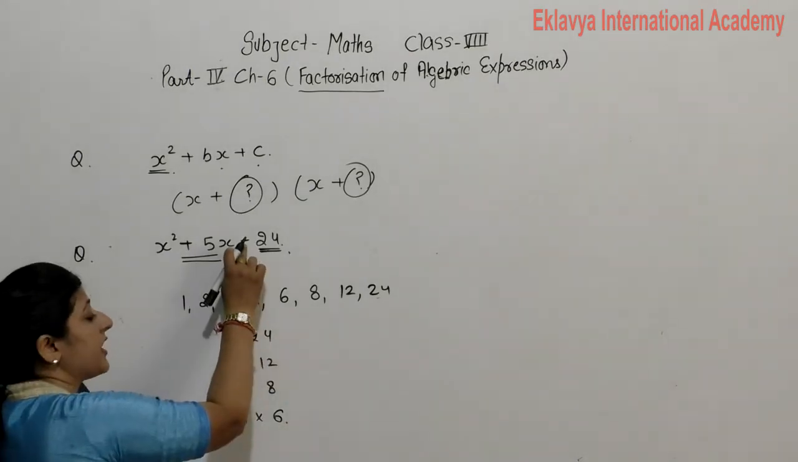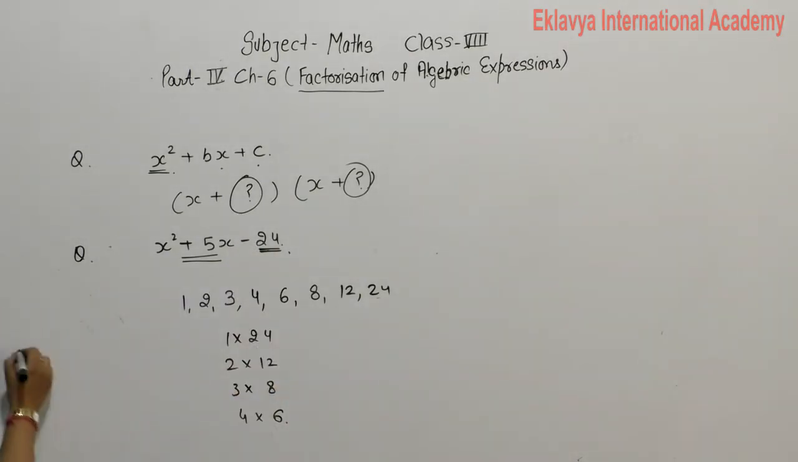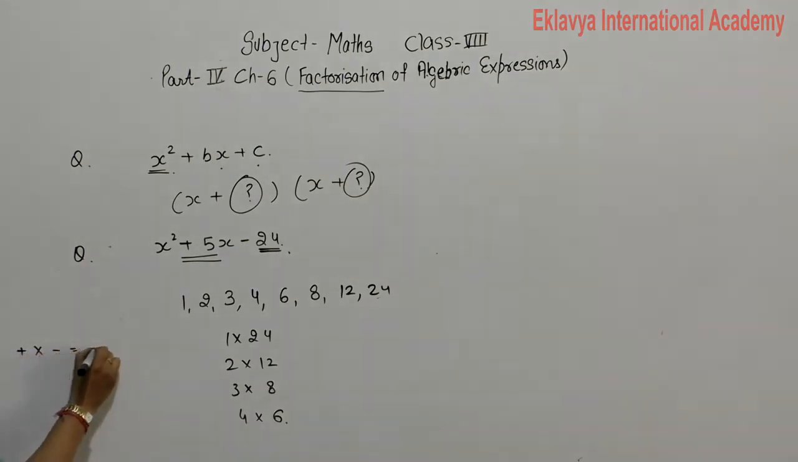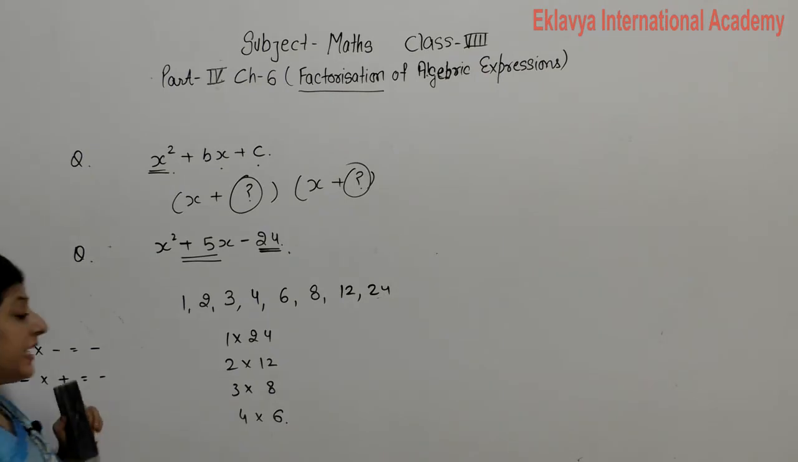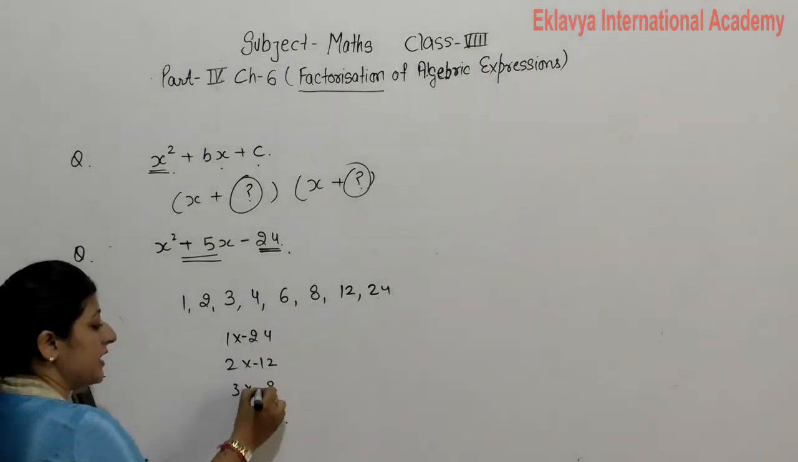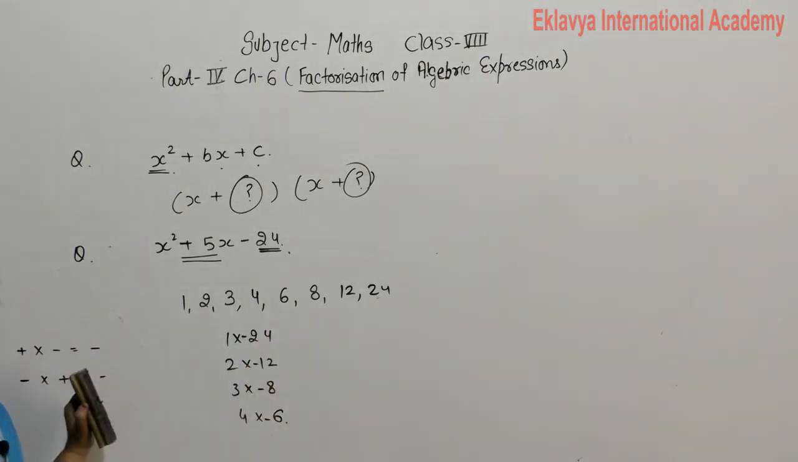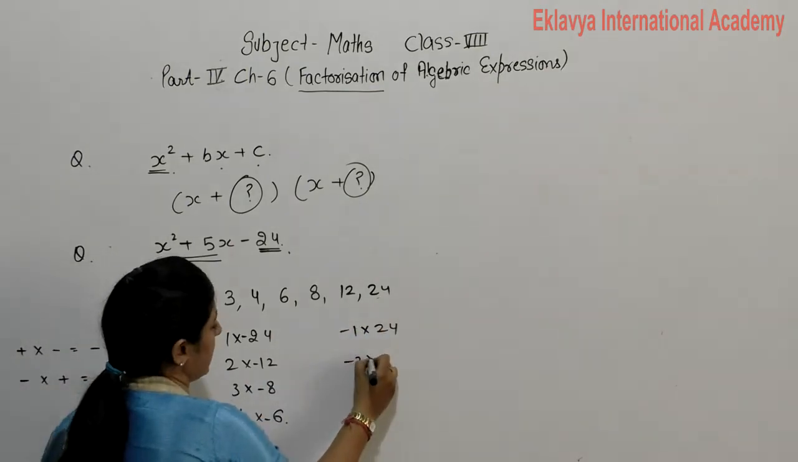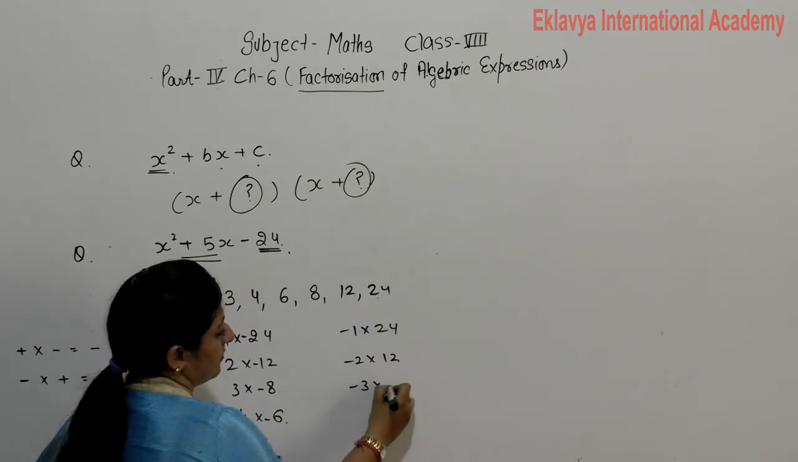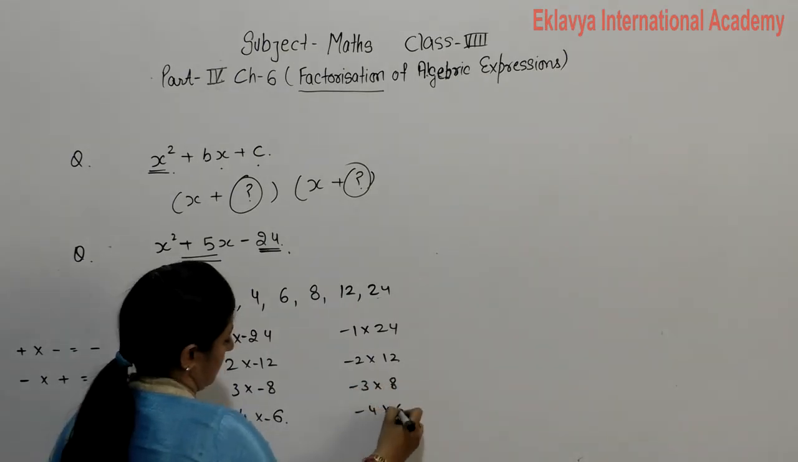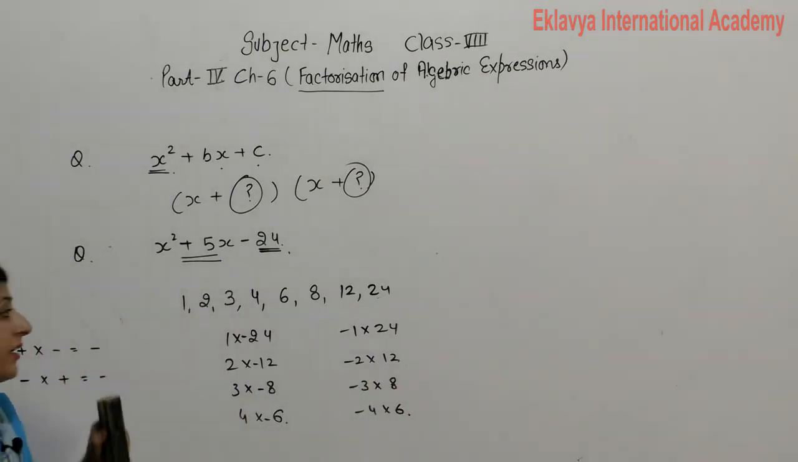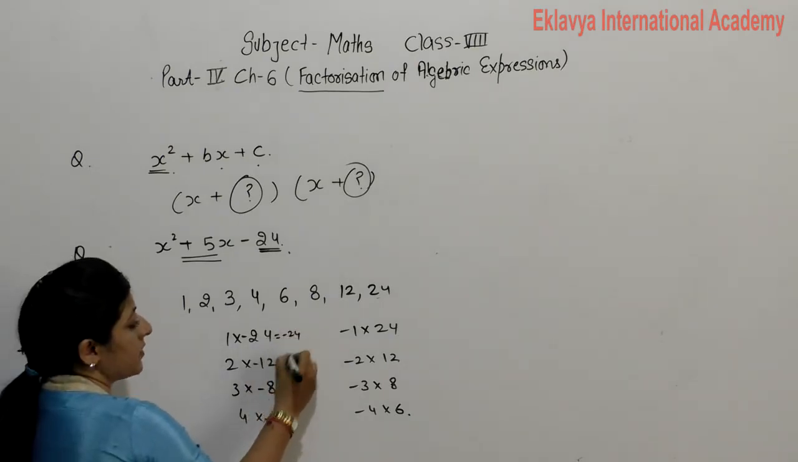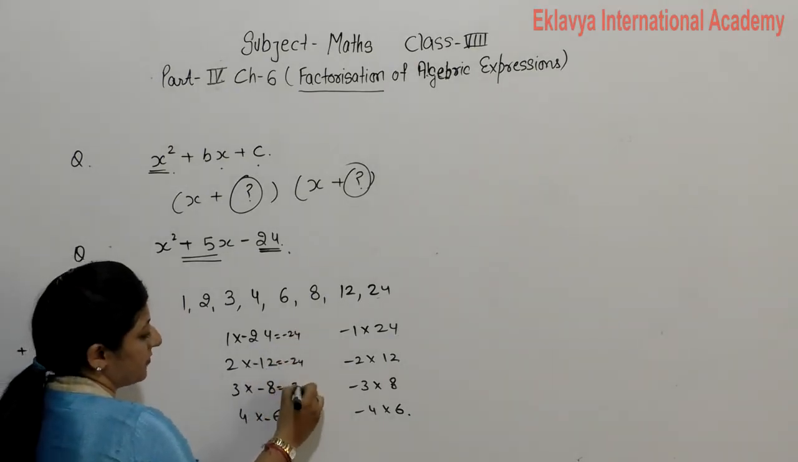But minus 24 means plus multiplied by minus is equal to minus, minus multiplied by plus is equal to minus. It means maybe here this one is negative, or maybe here this one is negative. Then you can get minus 24.